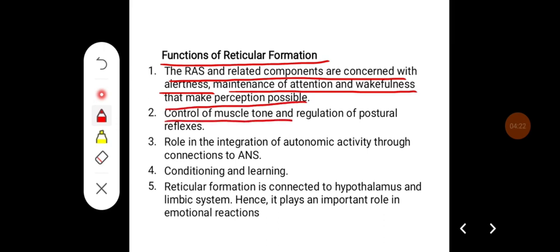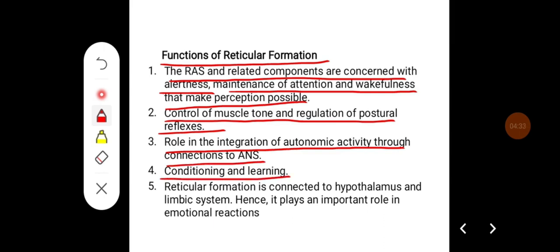Second, control of muscle tone and regulation of postural reflexes. Third, role in the integration of autonomic activity through connection to the autonomic nervous system. Fourth is conditioning and learning. Fifth, the reticular formation is connected to the hypothalamus and limbic system. Hence, it plays an important role in emotional reaction.